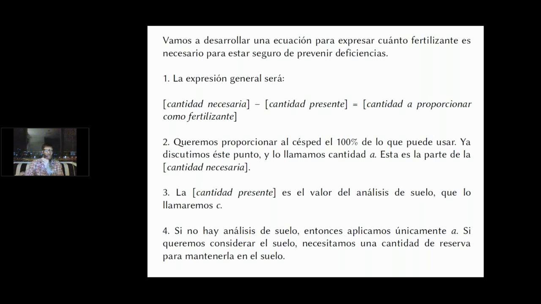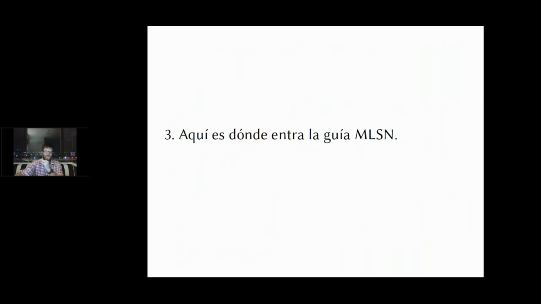But once we do soil testing, we need a little bit more, because once we have a soil test and we want to use soil testing, we need to know what's the amount that we need to keep in the soil, or what's the amount that we need to keep as a reserve or as a buffer. And that's where the MLSN guidelines come in. So now we move on to the third part of this presentation. I'll show how we can make use of the MLSN guidelines.